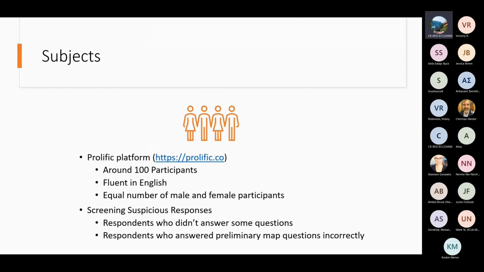Okay, subjects. We recruited subjects from Prolific. It is an easier and faster way to recruit subjects. And we had 2 rounds of survey. In each round, we recruited around 100 participants. And we had 2 requirements. First, they need to be fluent in English, and we also required an equal number of male and female participants. And we also screened the suspicious responses. For example, respondents who didn't answer some of the questions, or respondents who answered the preliminary map questions incorrectly.